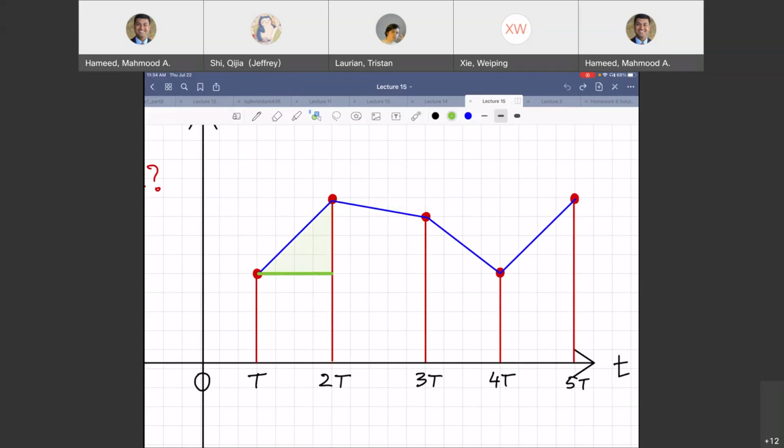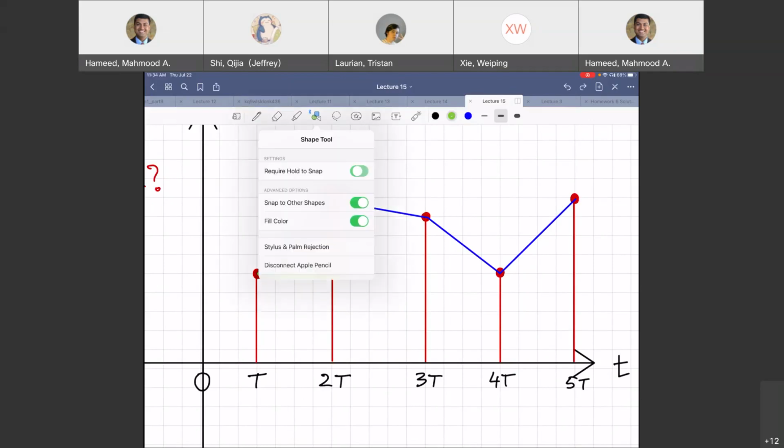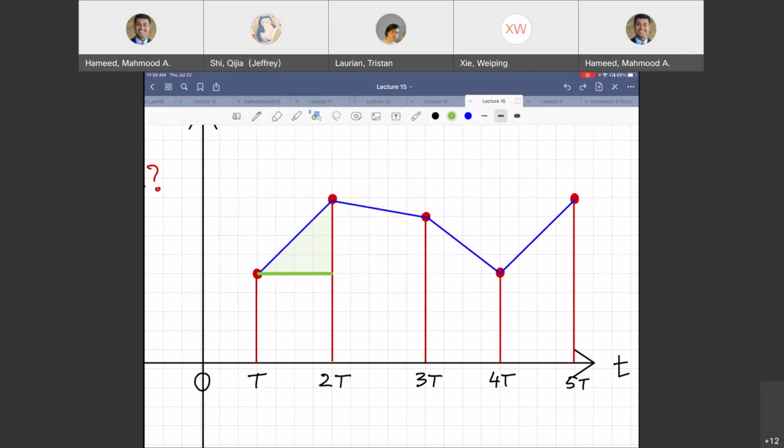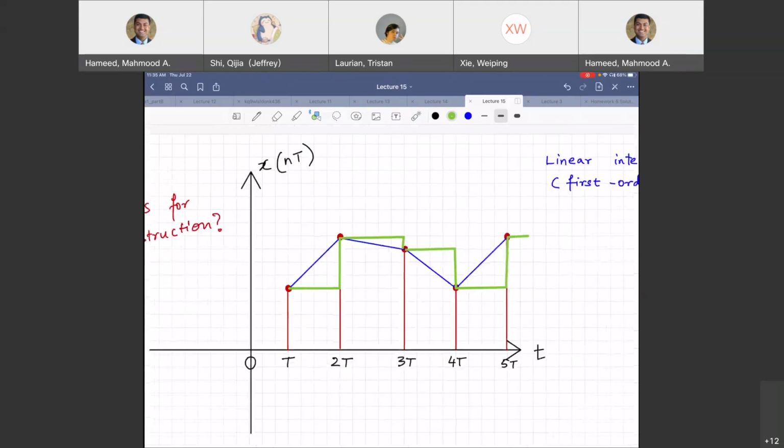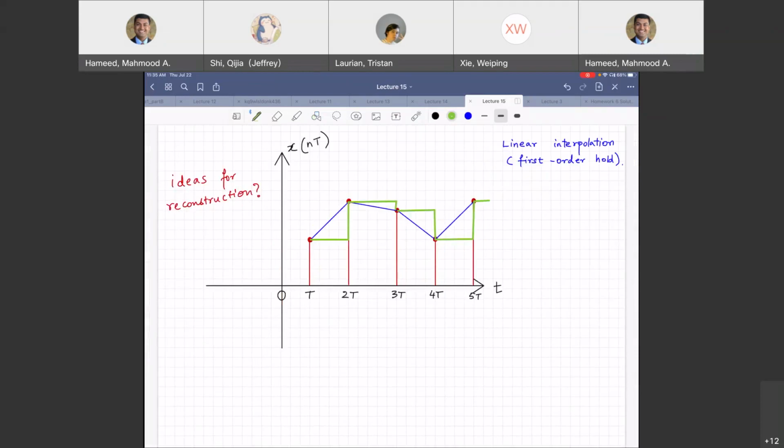Next value I got, keep it the same. Next value I got. And that. Right. So that's called zero order hold. It's going to give you a staircase like waveform. Staircase waveform.